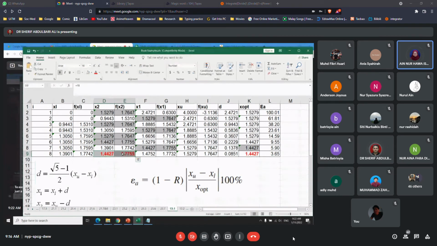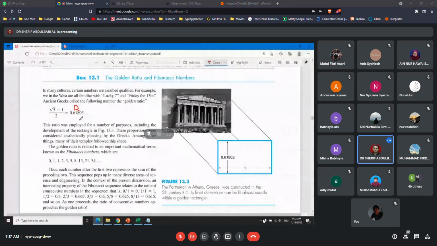Yes. Any question? So can I refer back to the constant value r? Okay, it's in the textbook here. Okay, thank you, sir.